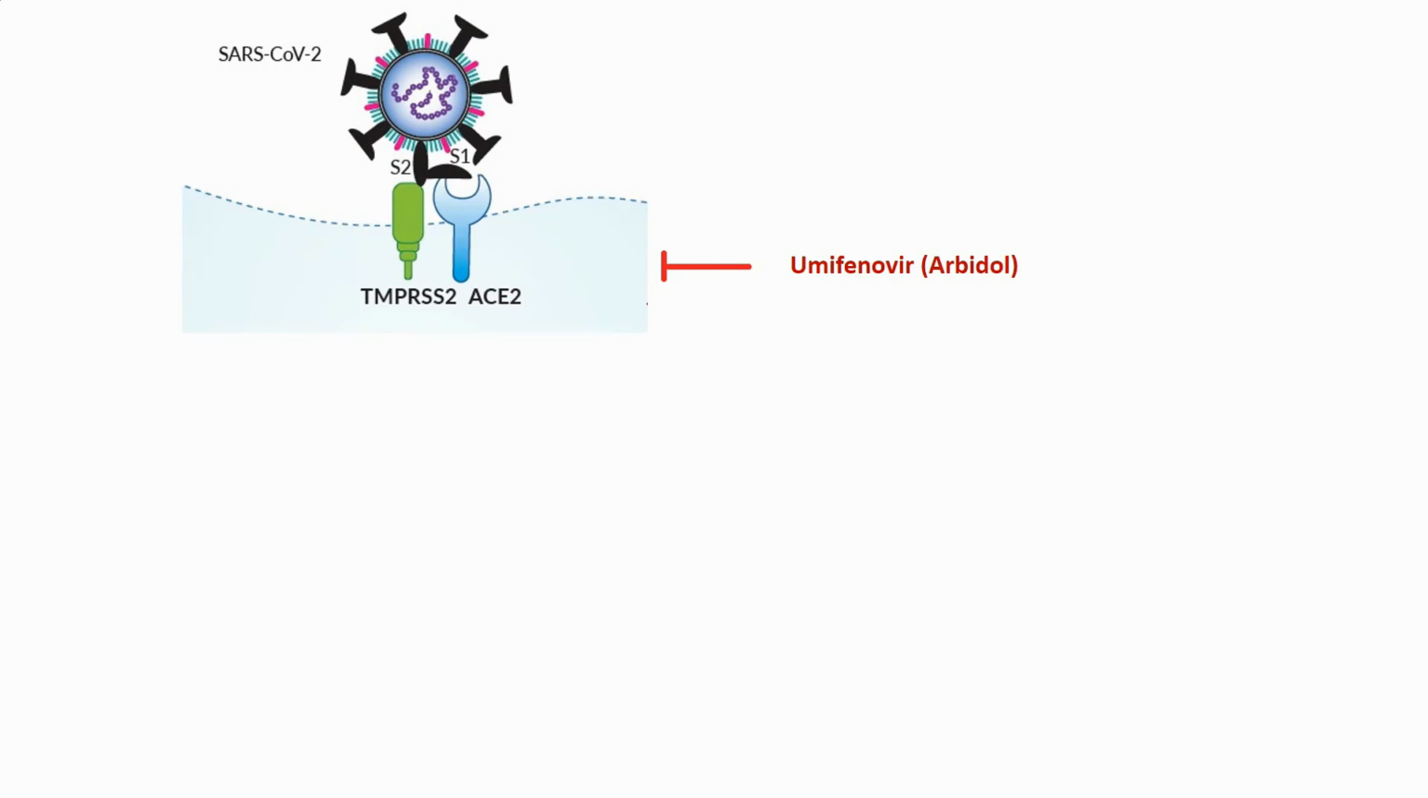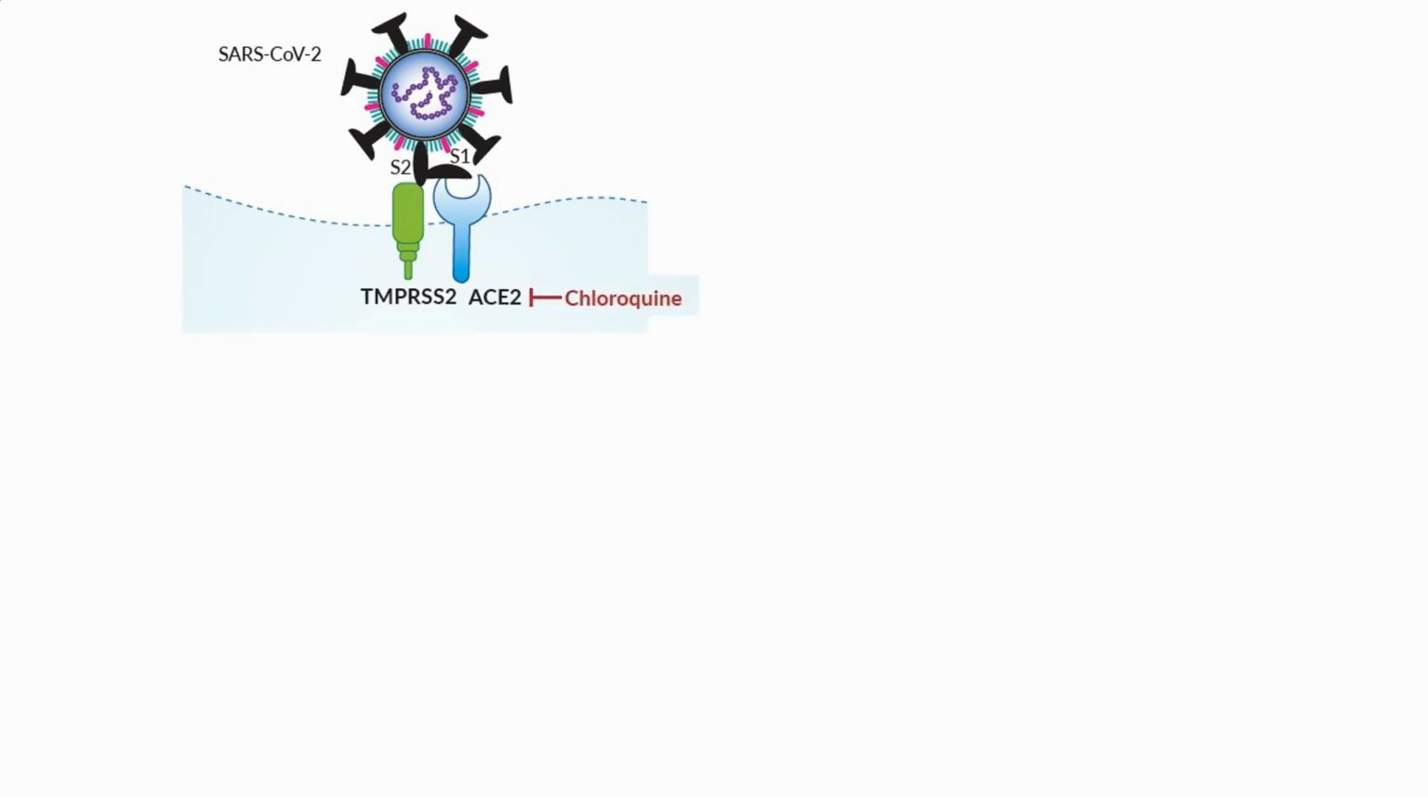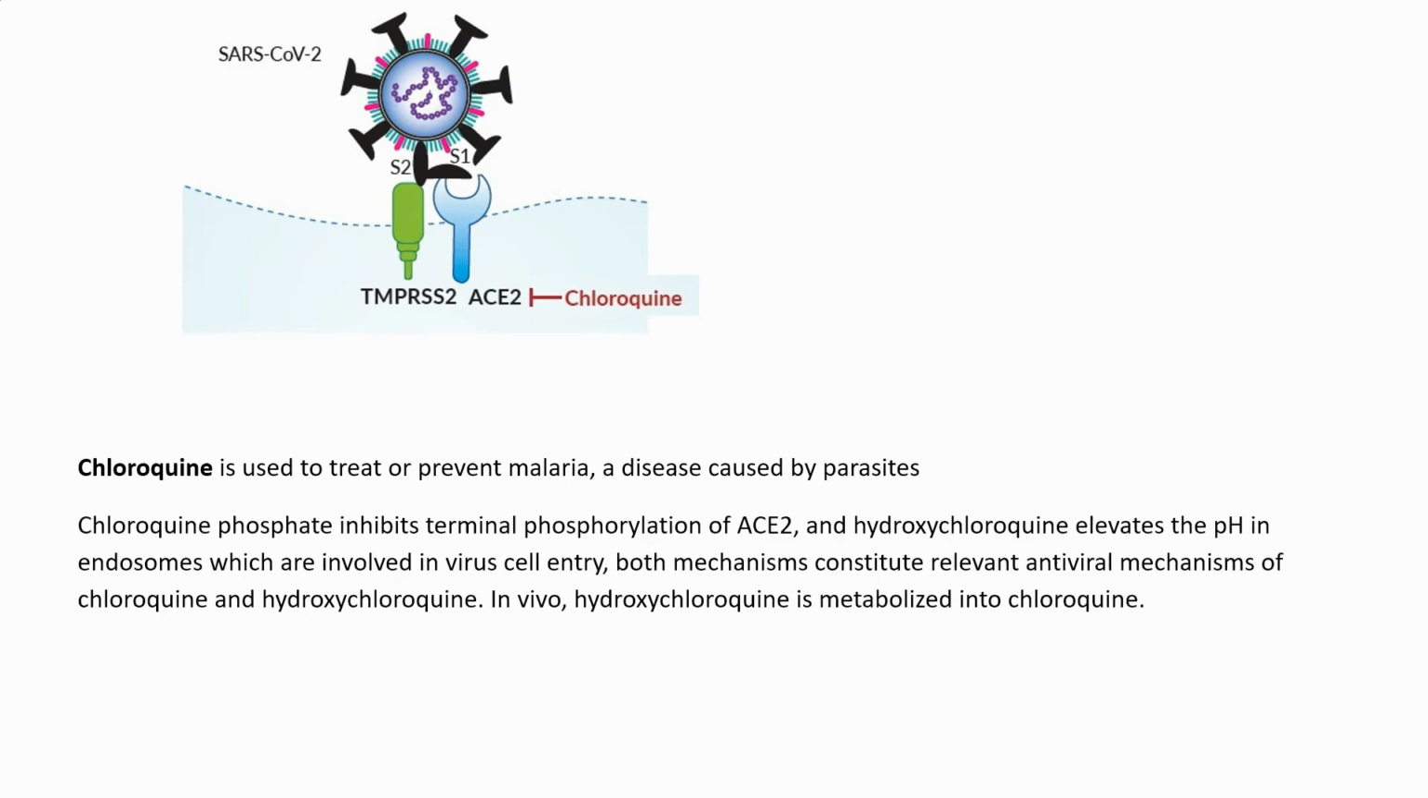And the other drugs can prevent the attachment of the virus to the ACE2 receptor. We can use umifenovir. This type prevents the spike protein and ACE2 membrane fusion, and mainly we use 200 milligrams every 8 hours, usually an oral dose. It can be used as 50 milligram to 100 milligram tablet or capsule granule. But the other drug is chloroquine. It's the main drug for the treatment of malaria, because in Africa this drug is used so much, and malaria is caused by a parasite.